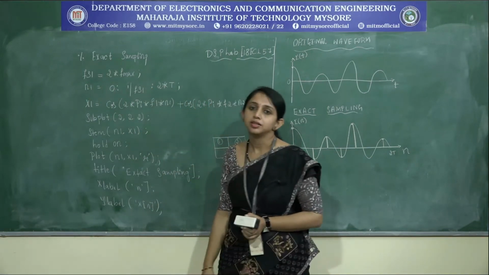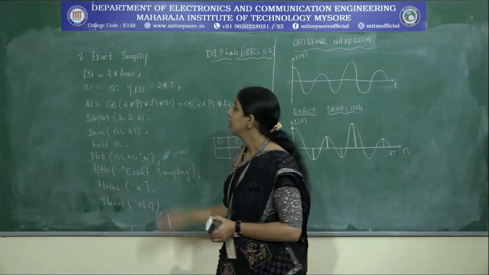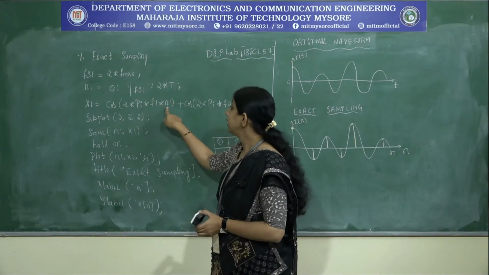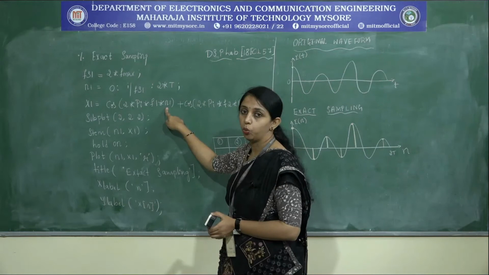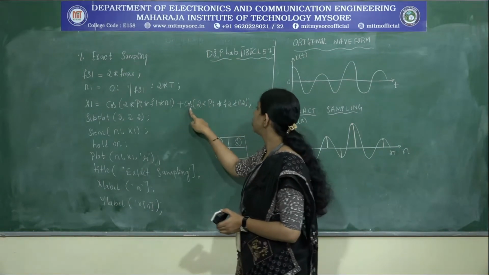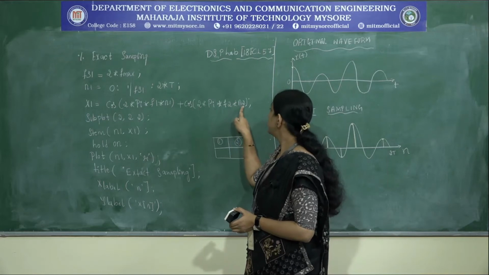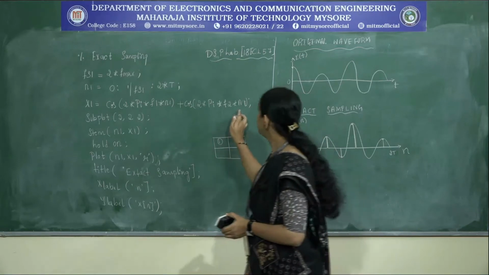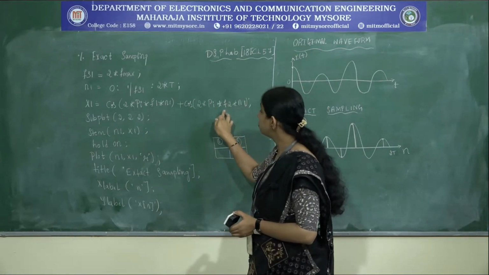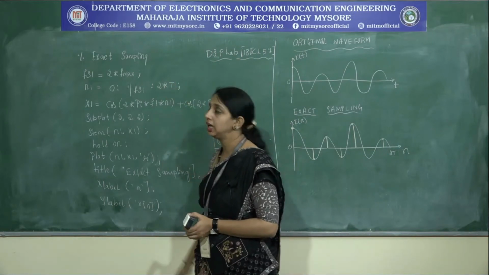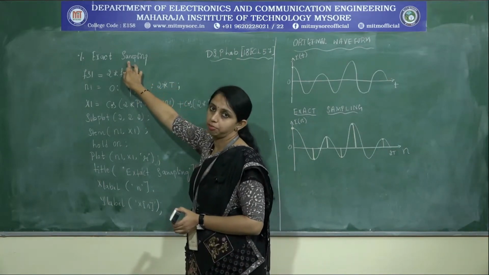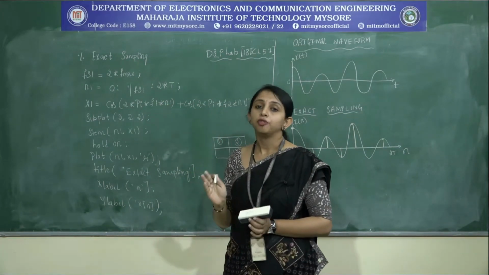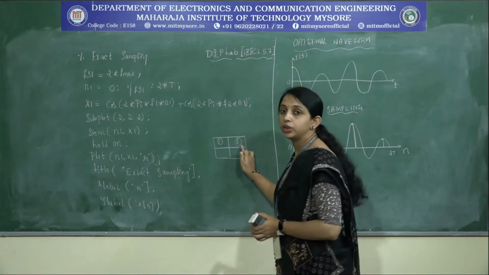Now let us go for the signal plotting. So x1 has two cosine waves: cos 2 pi f1 into n1, plus cos 2 pi f2 into n1. These two will give you a sampled wave of the original signal, which is according to the exact sampling. Now, where do you need to display the signal? In the figure window, in the second quadrant.